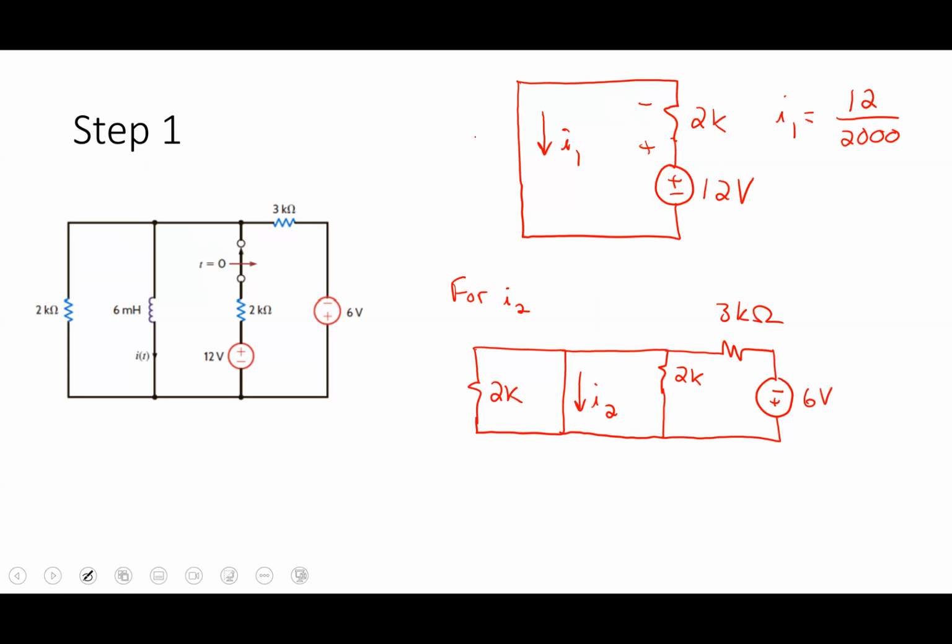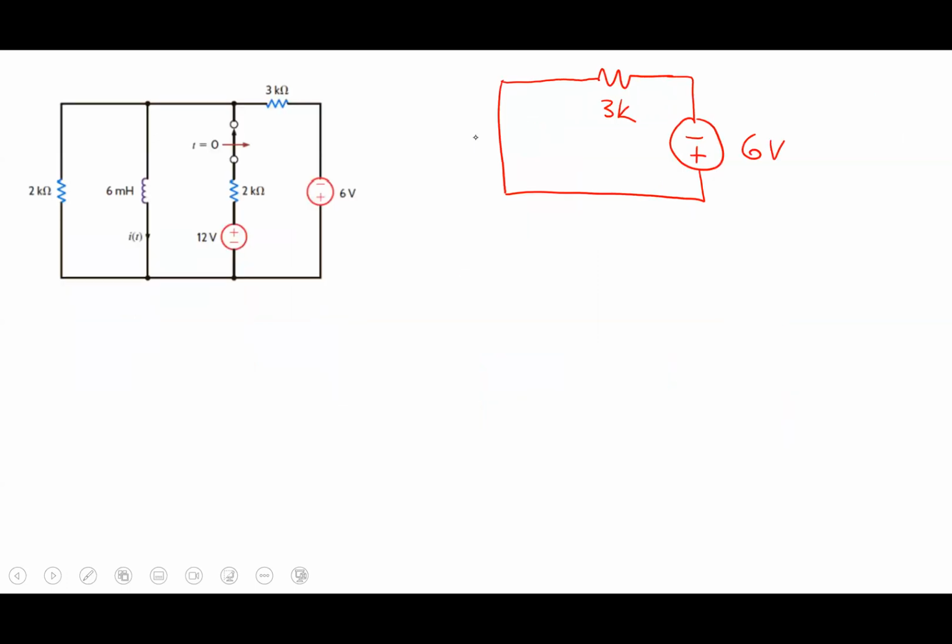Now, if I look back at the picture I drew, I2 is going down, right? So I got to make sure I stay that way. So I2 is going down. Now I got to figure out, this is one of those ones that always gets tricky with minus signs and stuff, right? Because my 6-volt source is going in a funky way, right?